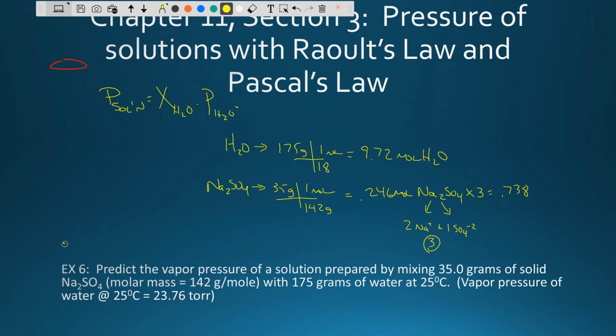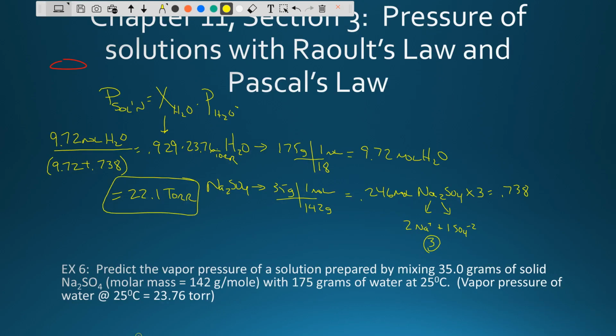Let's find my mole fraction of my water. 9.72 moles of water. And that we're going to divide that by 9.72 plus my 0.738. And so I end up with a mole fraction of water of 0.929. Okay, so 0.929 goes here. My pressure of my water was 23.76 torrs. So 0.929 times 23.76, that will give me 22.1 torrs.